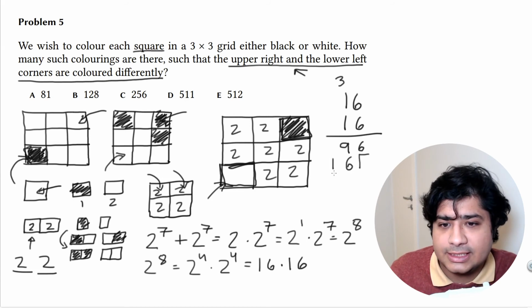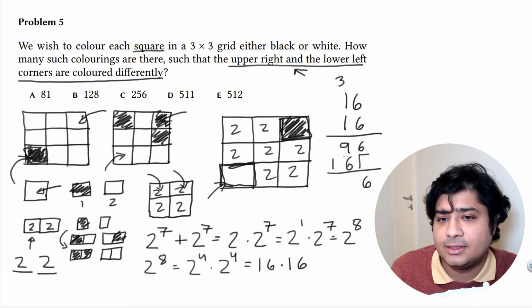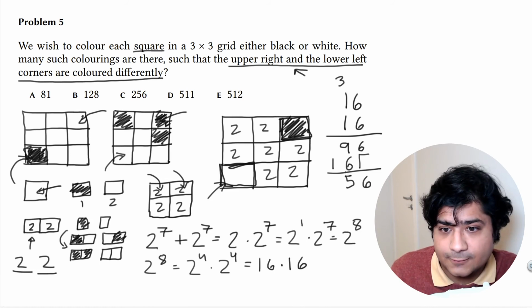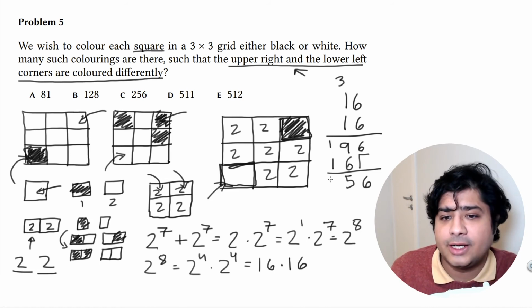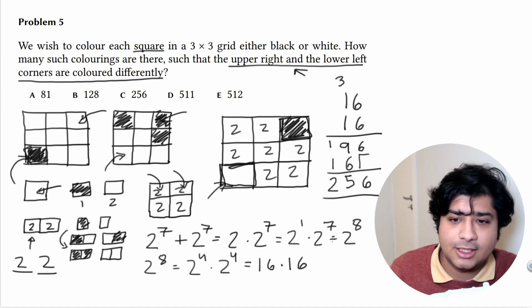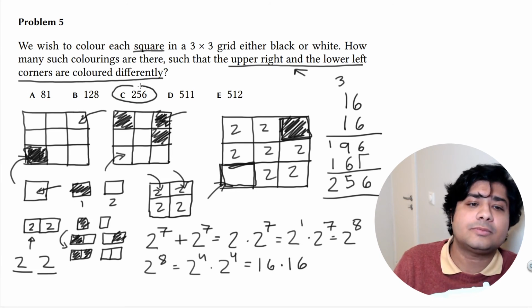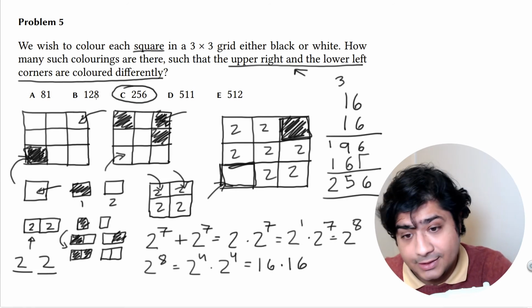Let's add a little stair thingy here, and then we'll have 6. And 9 plus 6, that's 15. Up here, and we get, of course, 256, which is the final answer. There you go. C is the right answer on this one.